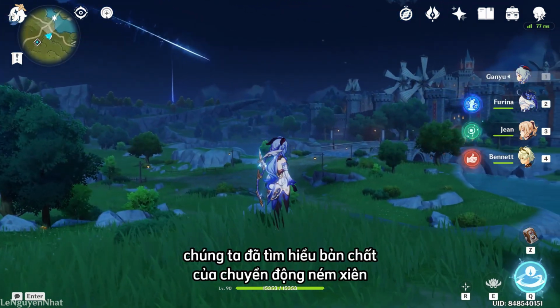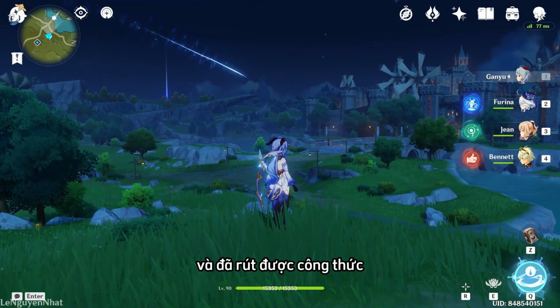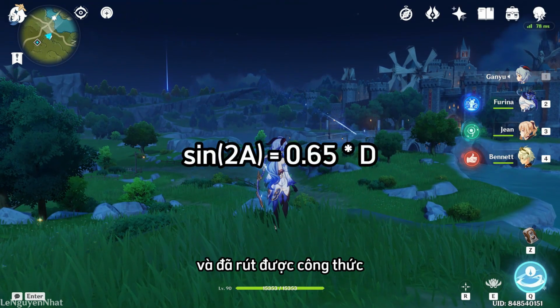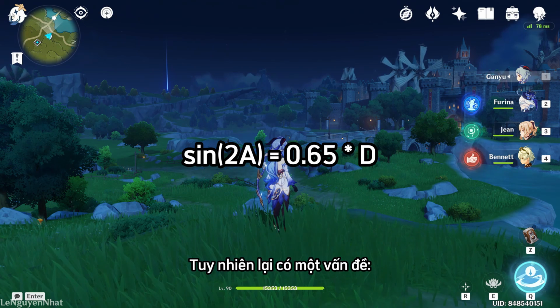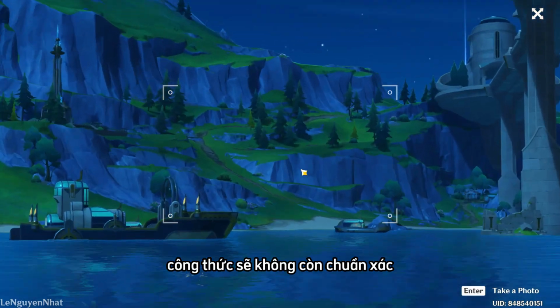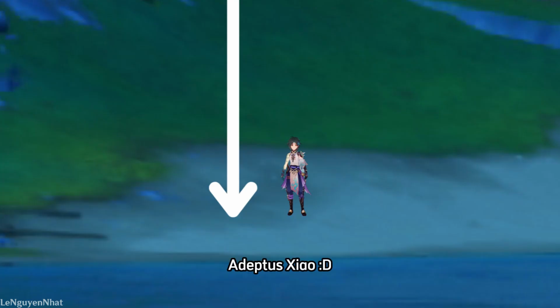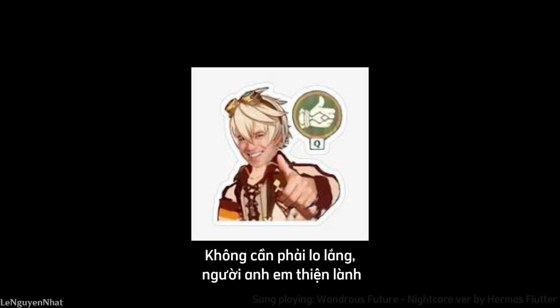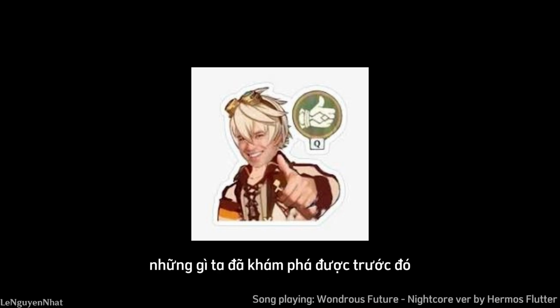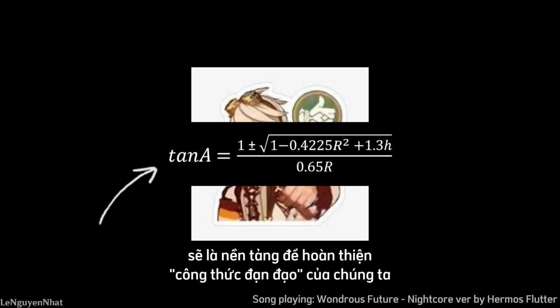Previously, we figured out what was actually happening behind projectile motion and came up with a formula. However, there is one problem. The formula will no longer be accurate if the target is located at a different height from Ganyu. Adeptus shall! But don't worry, my dear fellow countrymen. With the clues in the last video, we should be able to further improve our ballistic formula.